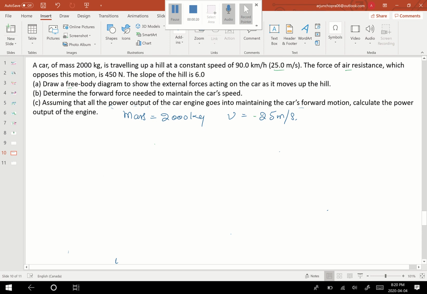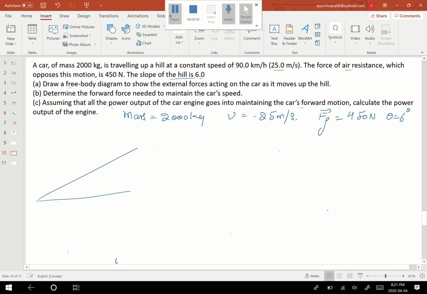And the force of air resistance, I'm going to take it as a force of friction, which comes out to be 450 newtons. And the slope of the hill is 6 degrees. So the angle theta given to me is 6 degrees. Draw the free body diagram to show the external forces on the car as it moves up the hill.